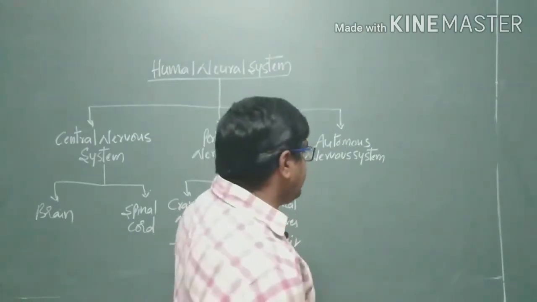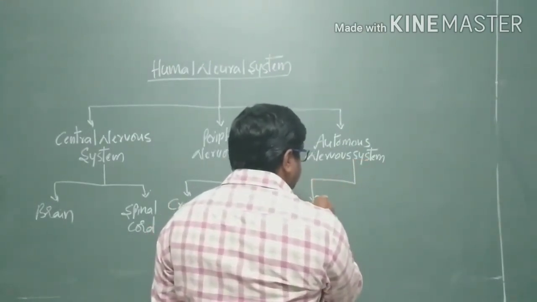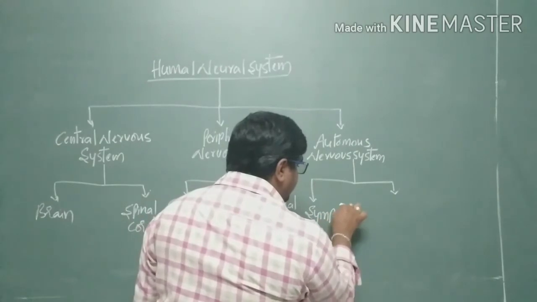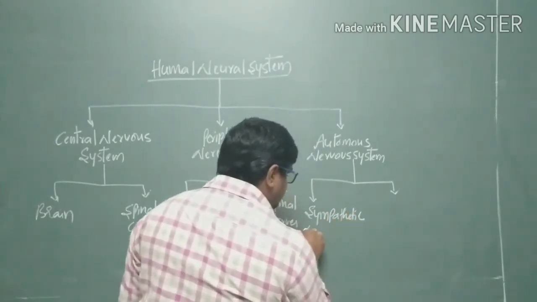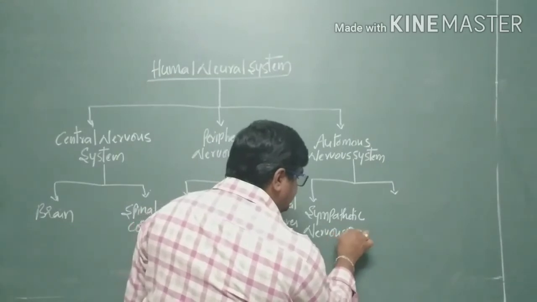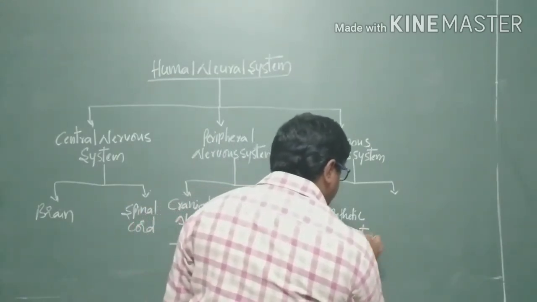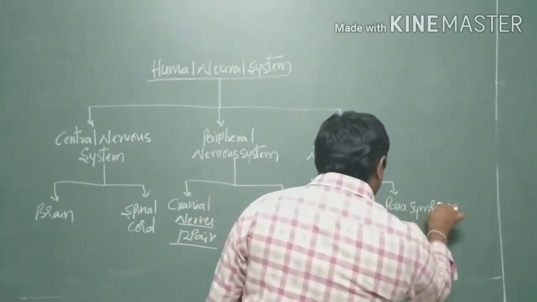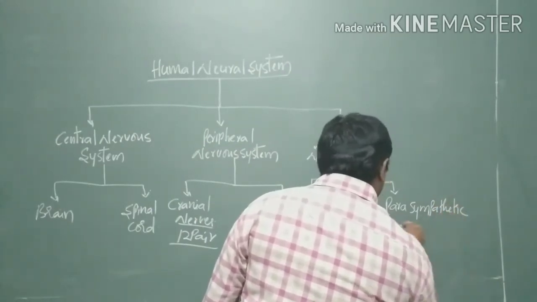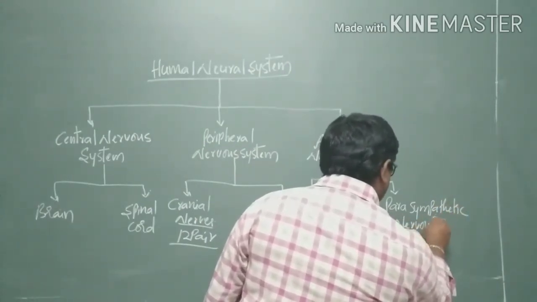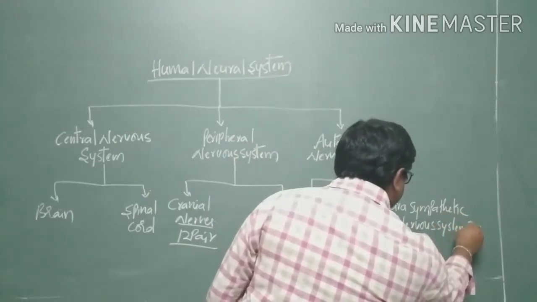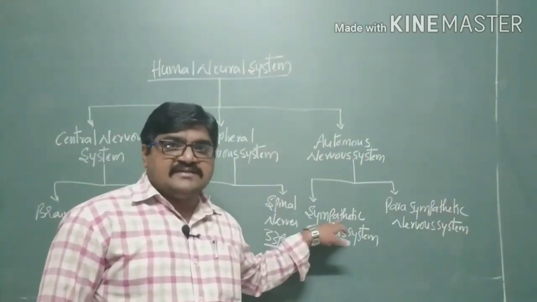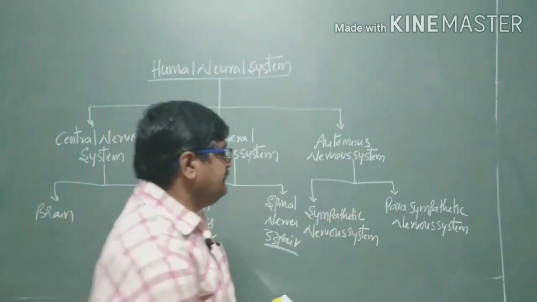So here we have 2 types of systems. One is called the sympathetic nervous system, as well as the parasympathetic nervous system. So here we have 2 types of systems. One is the sympathetic nervous system, and these are involuntary.